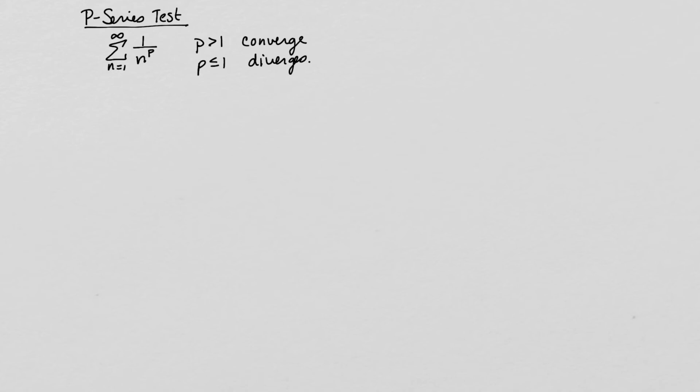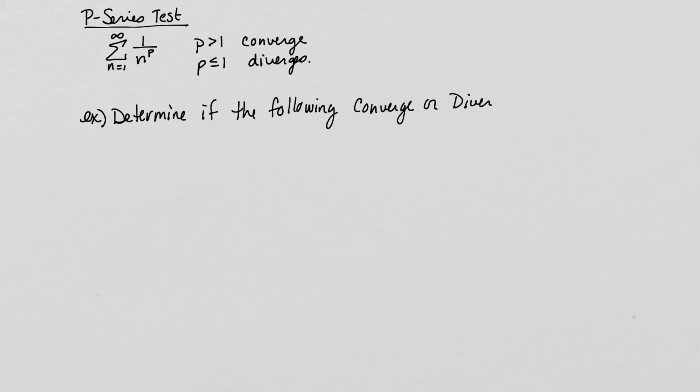So, for example, determine whether the following converge or diverge. So A, the summation n equals 1 to infinity of 4 over n to the 7th.